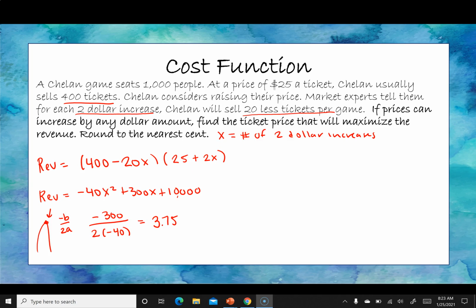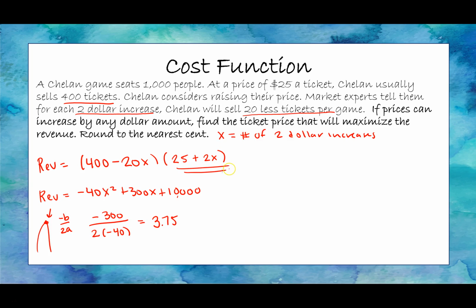So the price of my ticket, remember this right here represents the price. My price of my ticket is going to be the $25 original cost plus 2, because remember X represents the number of $2 increases, times 3.75. And that 3.75 represents the number of $2 increases. So just plugging that quickly into my calculator, I get $32.50 for the cost of a ticket in Chelan.